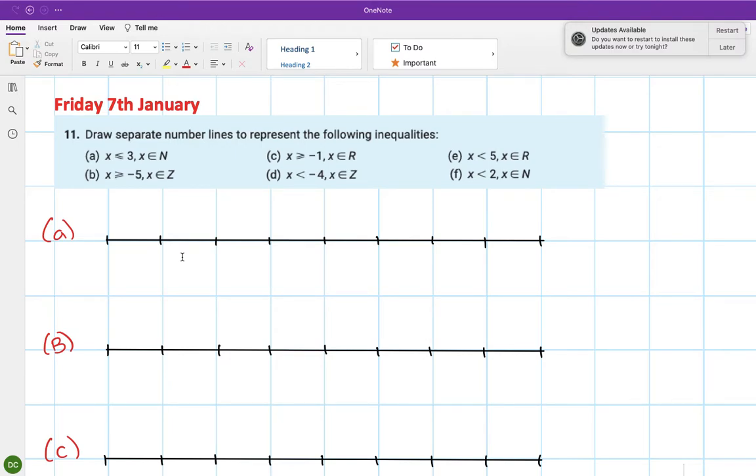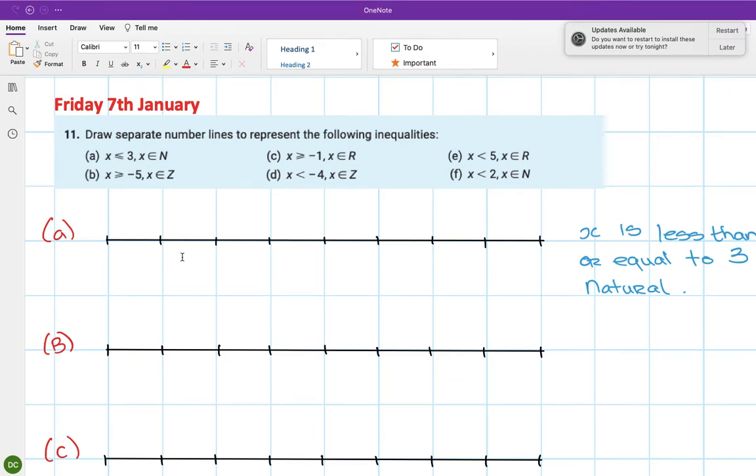Like with all of these, you need to translate them. Okay, so we need to read it and translate it. So I'm going to write it down, because we're still learning this. But the first one says x is less than or equal to 3, and it says that it has to be natural. Yeah. Okay, so less than or equal to 3.